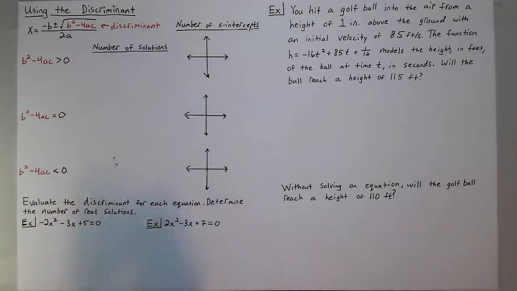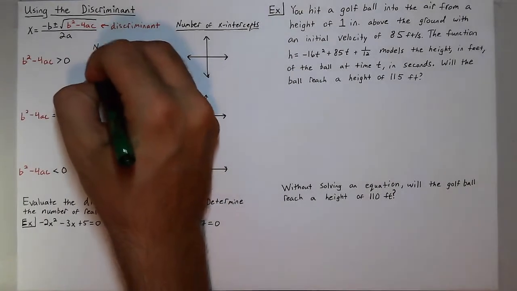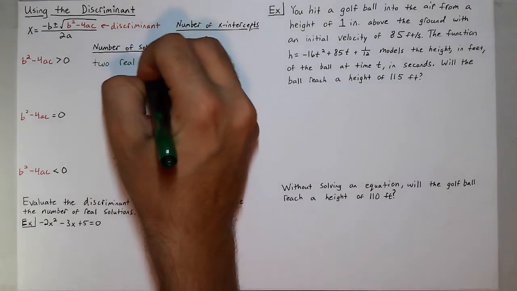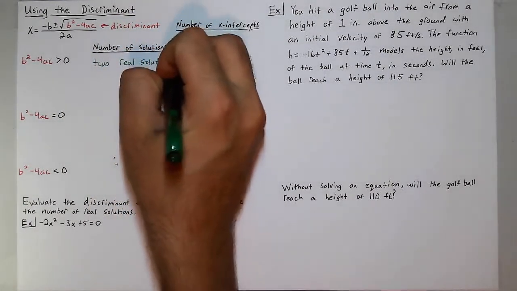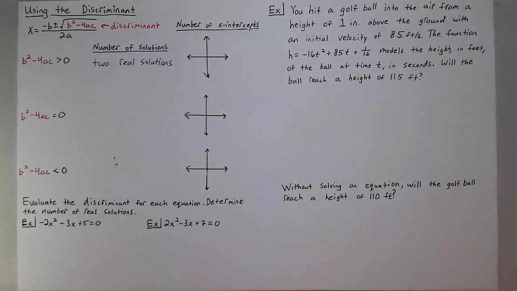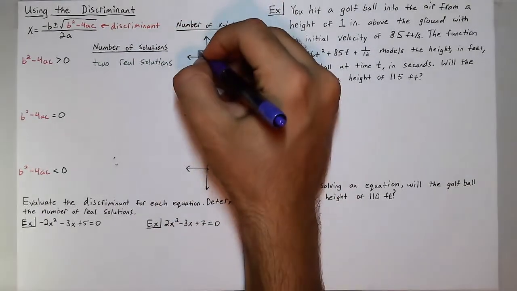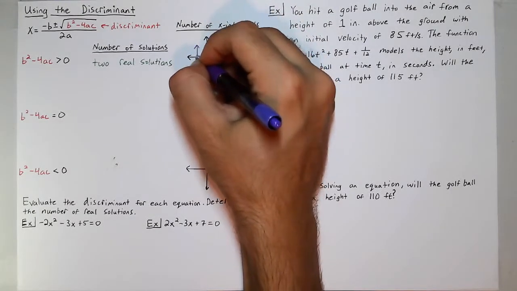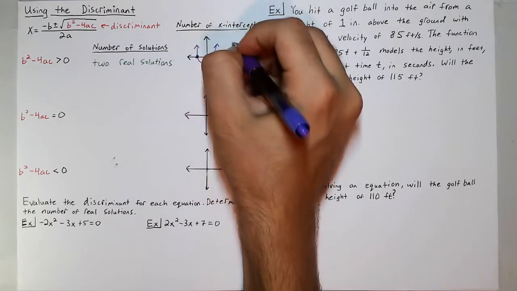should have two real solutions. And what that means is that our quadratic, our parabola, crosses the x-axis twice. So we would have two x-intercepts as well.